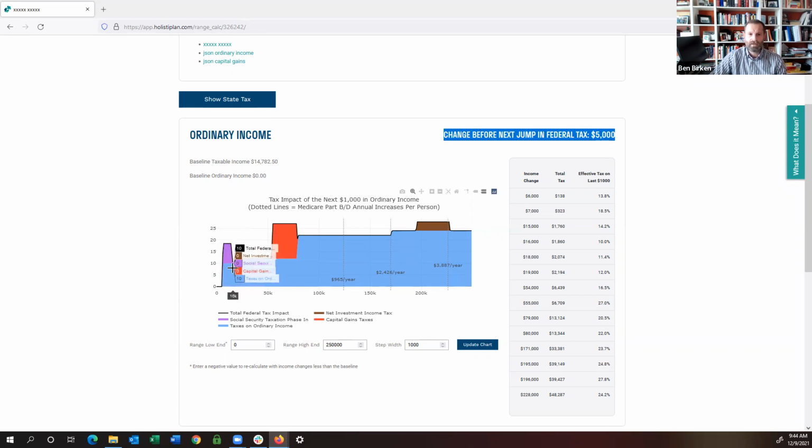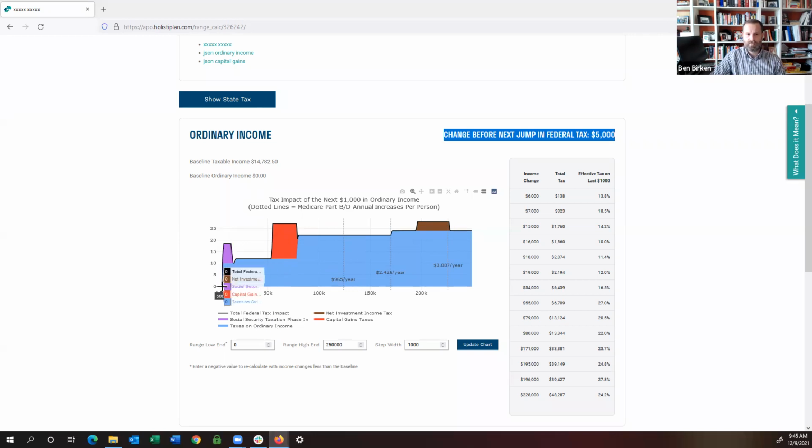There's 2 different colors. Every color in the range calc chart corresponds to some other form of tax that's happening. And the black line that's at the top shows you the total federal tax impact. So the 2 colors here, one of which should be expected, right? This is just the marginal bracket, our 10% marginal bracket until we bump up to the 12% bracket after adding about $19,000 or so of income. But we also see purple. Purple is Social Security taxation phase-in.